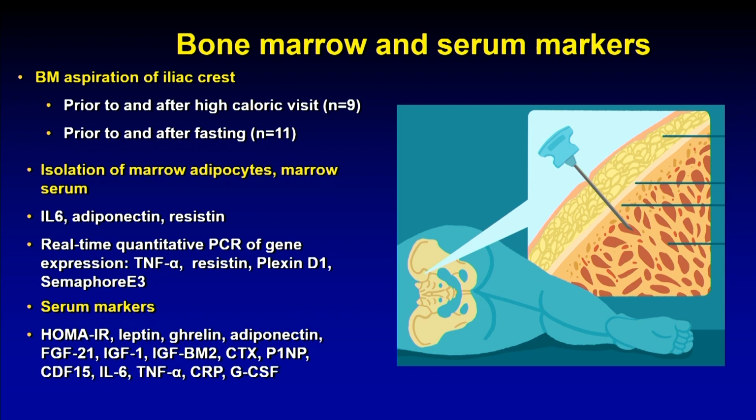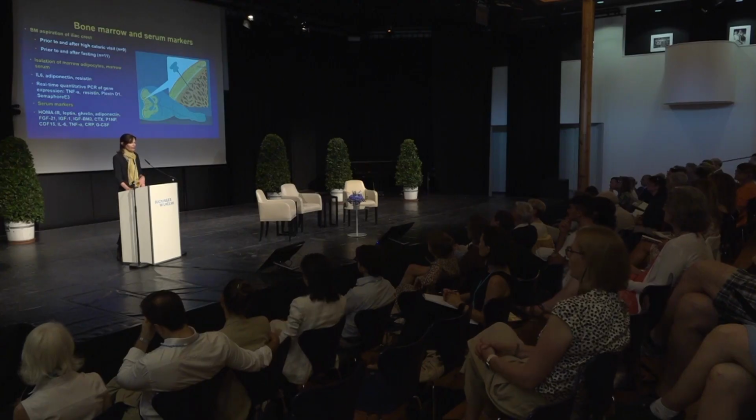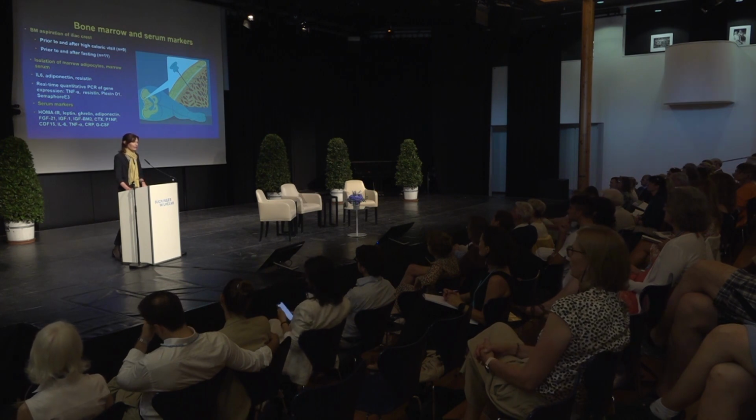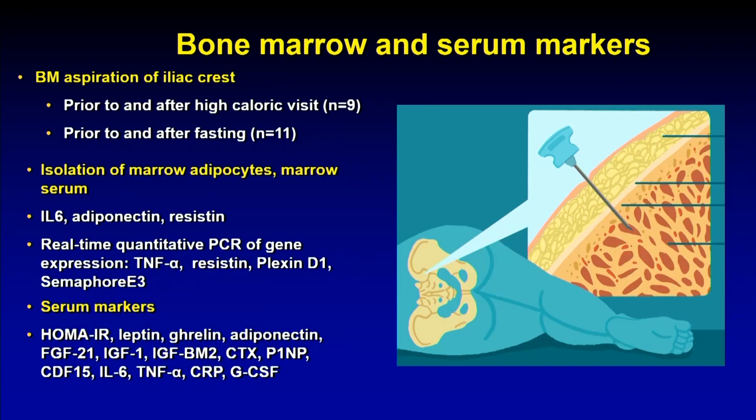I don't know, there are some clinicians here. Bone marrow aspiration is not nothing, but it's also not super complicated, and they got reimbursed for it. So we had 9 who had marrow aspiration before and after the high feed diet, and 11 after the fasting. And then we did very complicated analyses. We looked at the marrow serum, and then we also did qPCR and looked at gene expression of the marrow adipocytes, what they express. And we looked at some inflammatory markers, TNF-alpha, resistin, plexin D1, as you can see here. But we were really interested in the inflammatory markers.